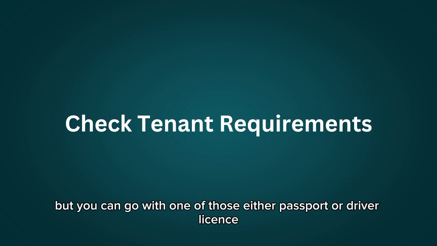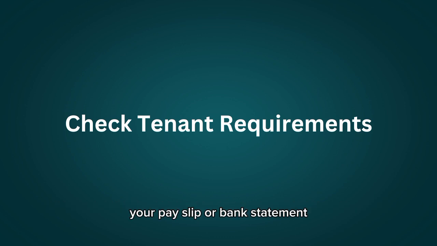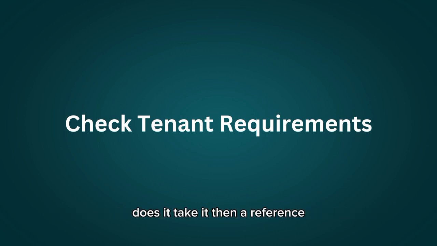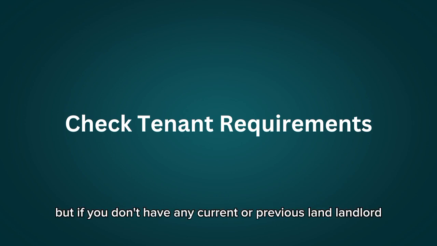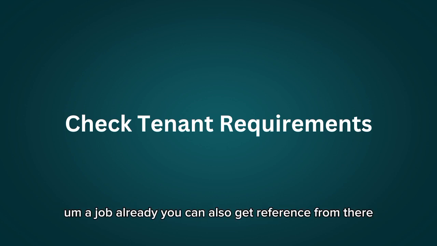For proof of income, you could use your pay slip or bank statement. It's up to you. You can just use your pay slip, that's okay, or bank statement. They'll still take it. Then a reference. You can get a reference from your current or previous landlord. But if you don't have a current or previous landlord, and you already have a job, you can also get a reference from there. You just have to prove to them that you're serious and a genuine tenant.